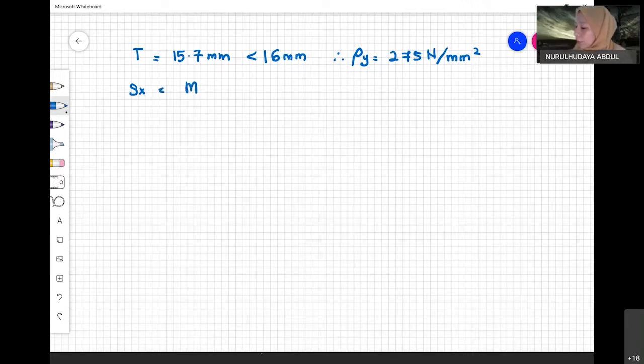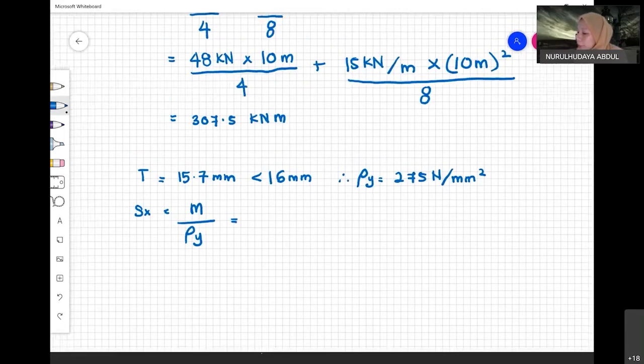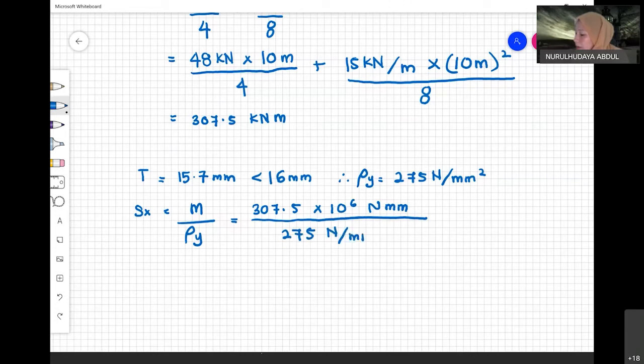So moment divided by PY. Here we can just look at the moment from before, 307.5 times 10 to the power 6 Newton millimeter, and we simply divide it by the PY 275. Steel strength. Correct. Thank you. 1181818. Okay, correct. This is in millimeter cube, because Newton millimeter is divided by Newton per millimeter square. It becomes a multiplication when you divide twice.